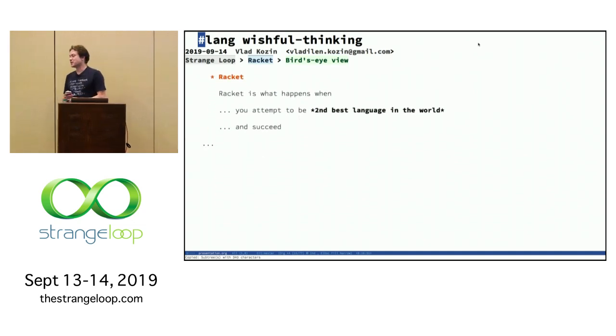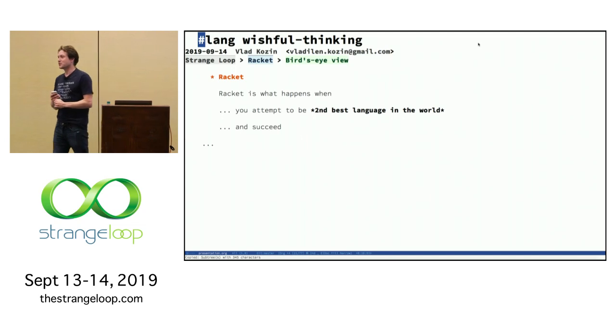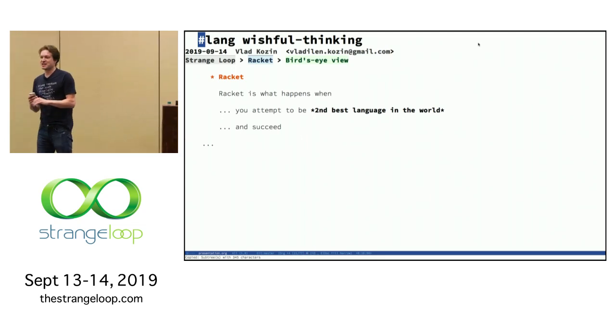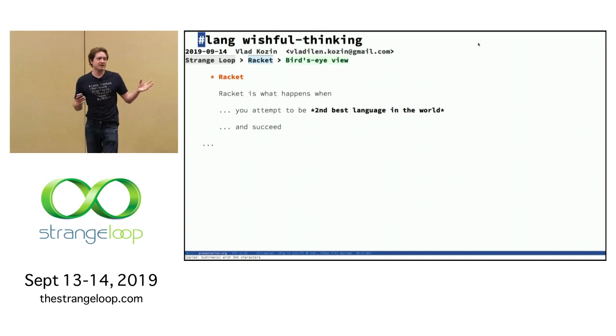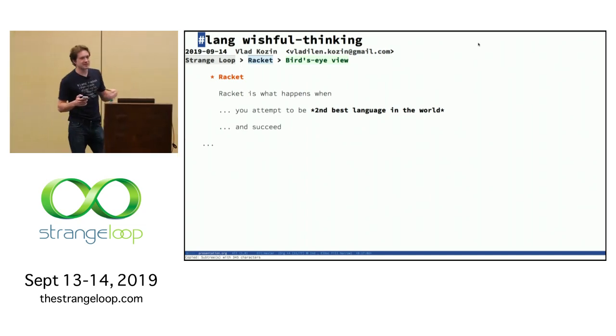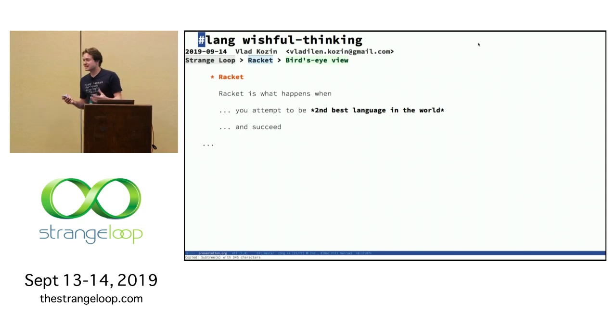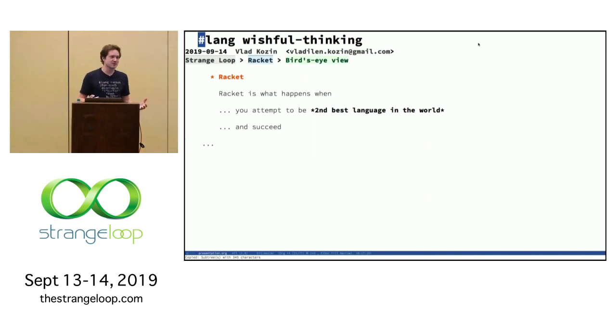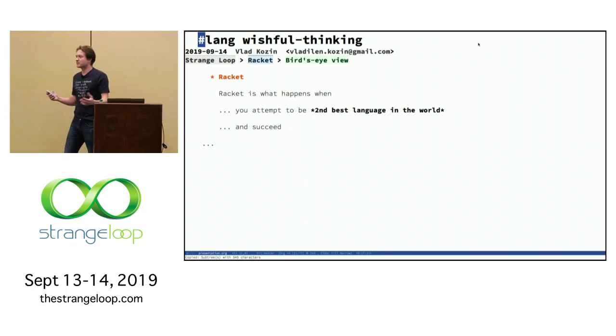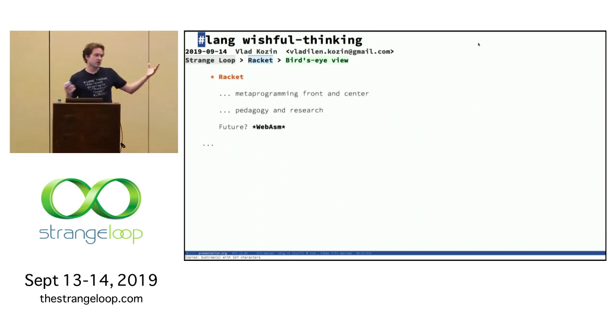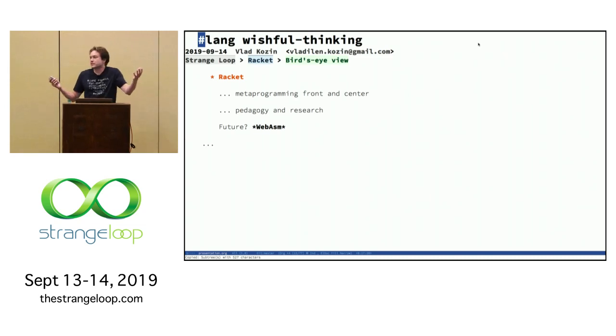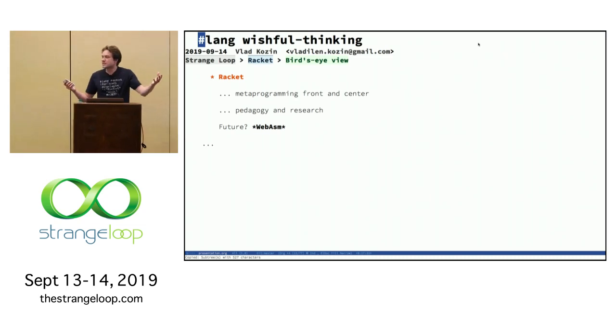Now, Racket is what happens when you decide to build the second best language in the world and succeed. There is a punchline here. I'm quoting Matthias Felleisen, by the way. The punchline goes something like this. Chances are the best language in the world will be built in Racket. Think about what this implies, because this will inform your design, the features that make it into the language. You are setting out to build the ultimate platform for building DSLs, right? So necessarily, metaprogramming becomes front and center. It's not the only feature of the language, obviously, but that's what makes it possible.